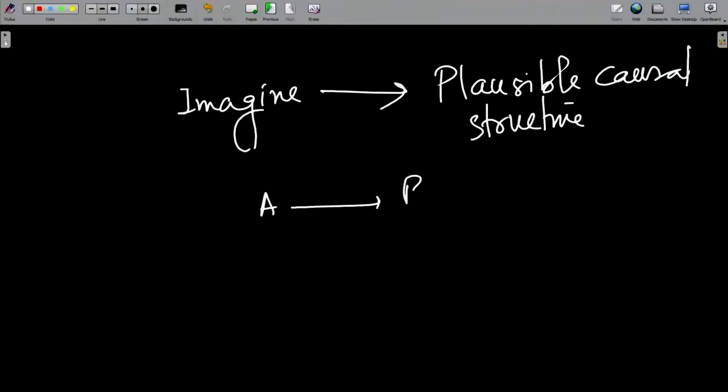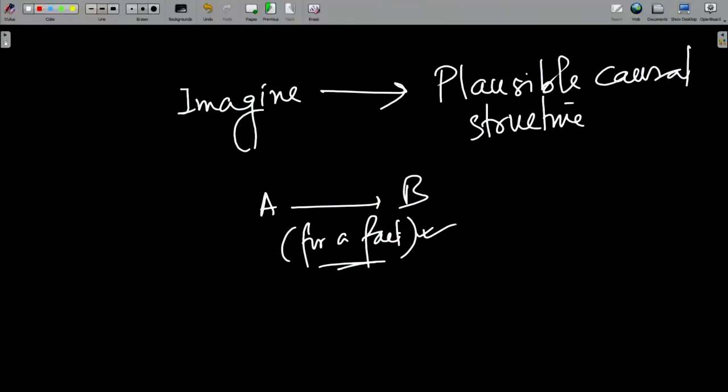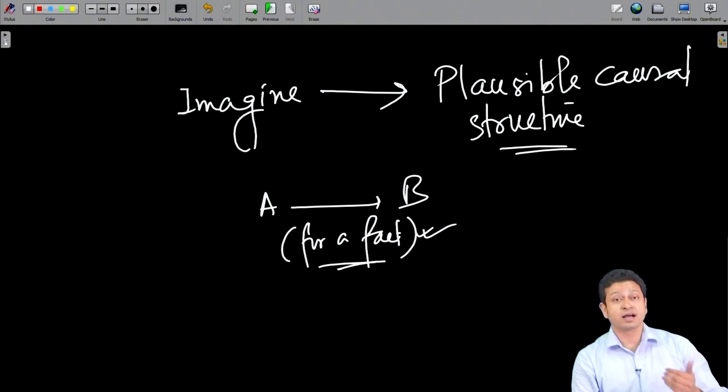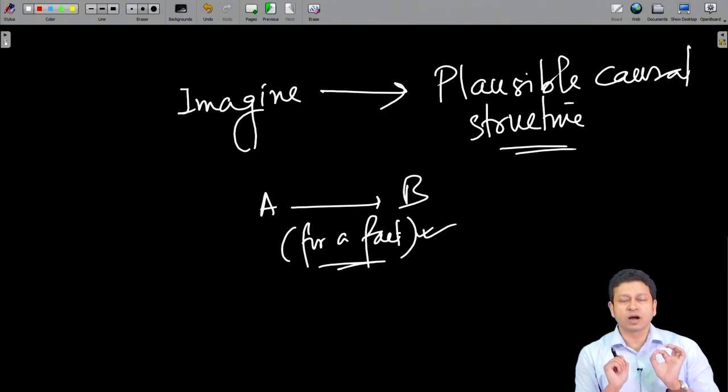So, the moment we know that A for a fact is causing B, there is no doubt about it, then we become really powerful. That is the power. Causality gives you power. You can do a lot with that. You advance science and technologies and medicines and everywhere. This is the power of causality, which has advanced human beings to where we are today. So, it is the power of imagination that gives us plausible causal structures, and from there our capacity to discover what for a fact is causing A to B, and that is why causality is so important.